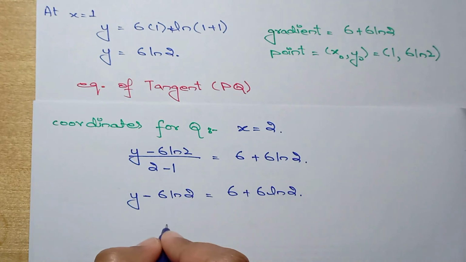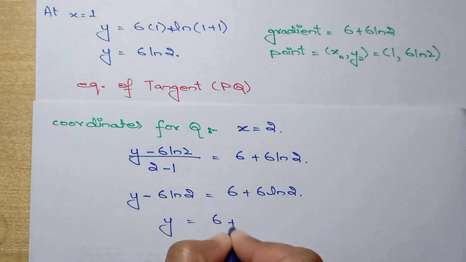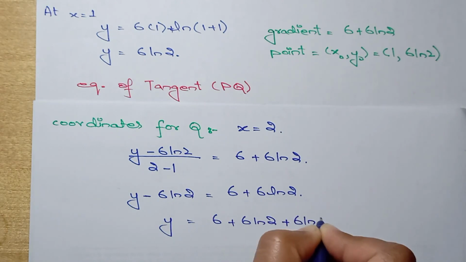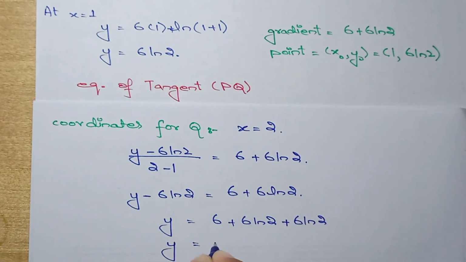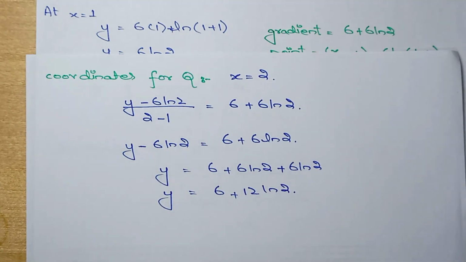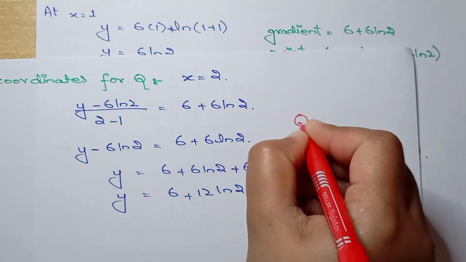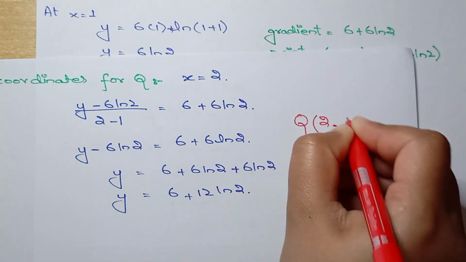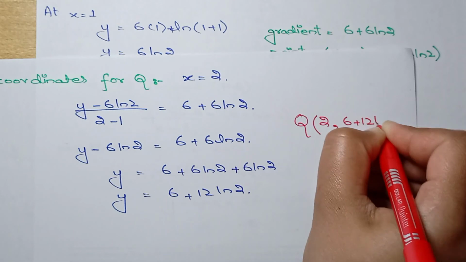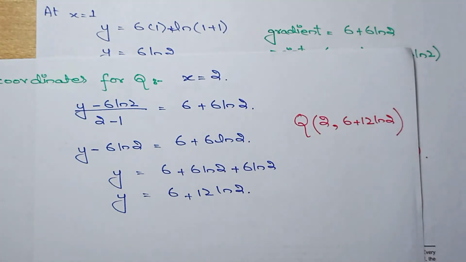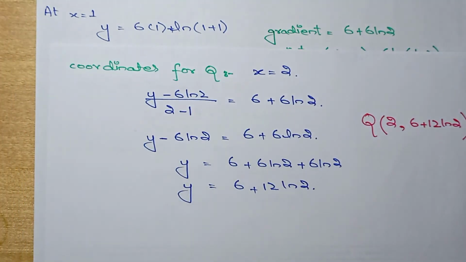So we have y minus 6 ln 2 equals 6 plus 6 ln 2. So y equals 6 plus 6 ln 2, and then shifting this, it would be plus 6 ln 2. So the y value is 6 plus 12 ln 2. Right, so this is the coordinates for the point Q. So Q is x is 2 and y is 6 plus 12 ln 2. Okay, now we need to find the coordinates for R.